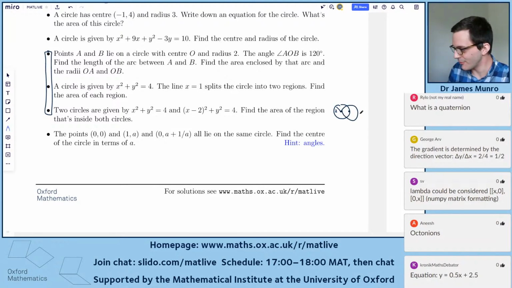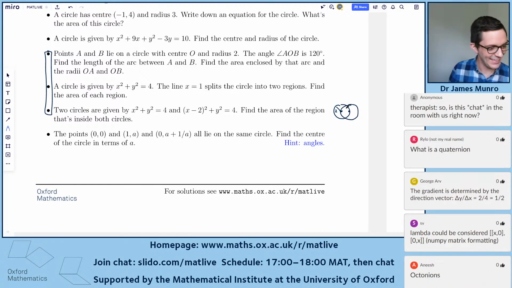Just draw a circle. What is wrong with me? First time. Good. Good. I'm catching up with chat.